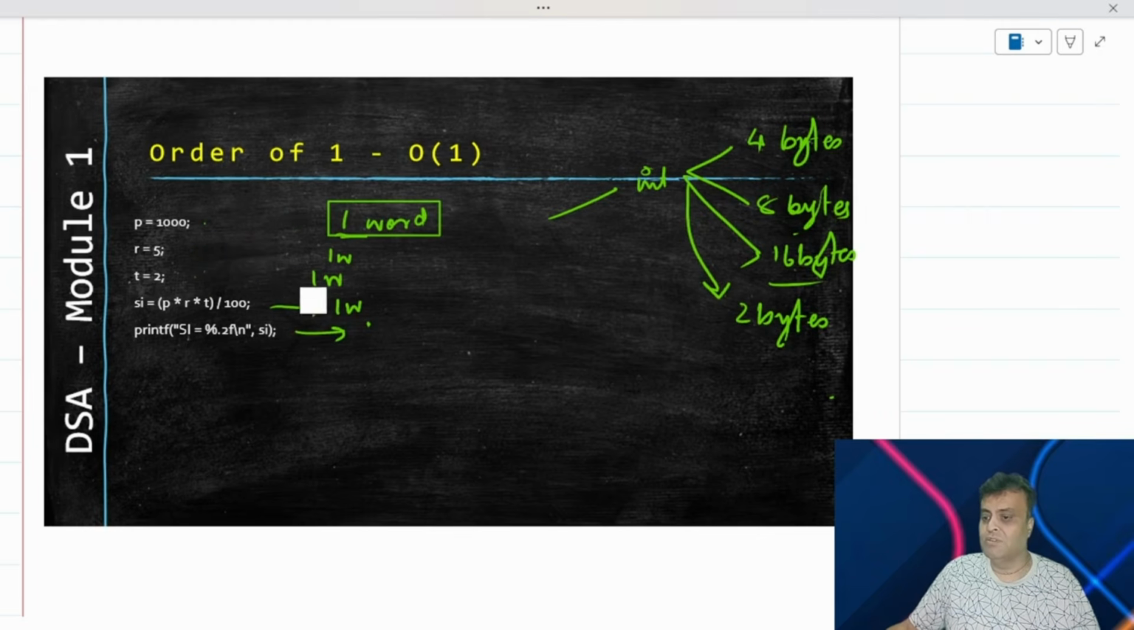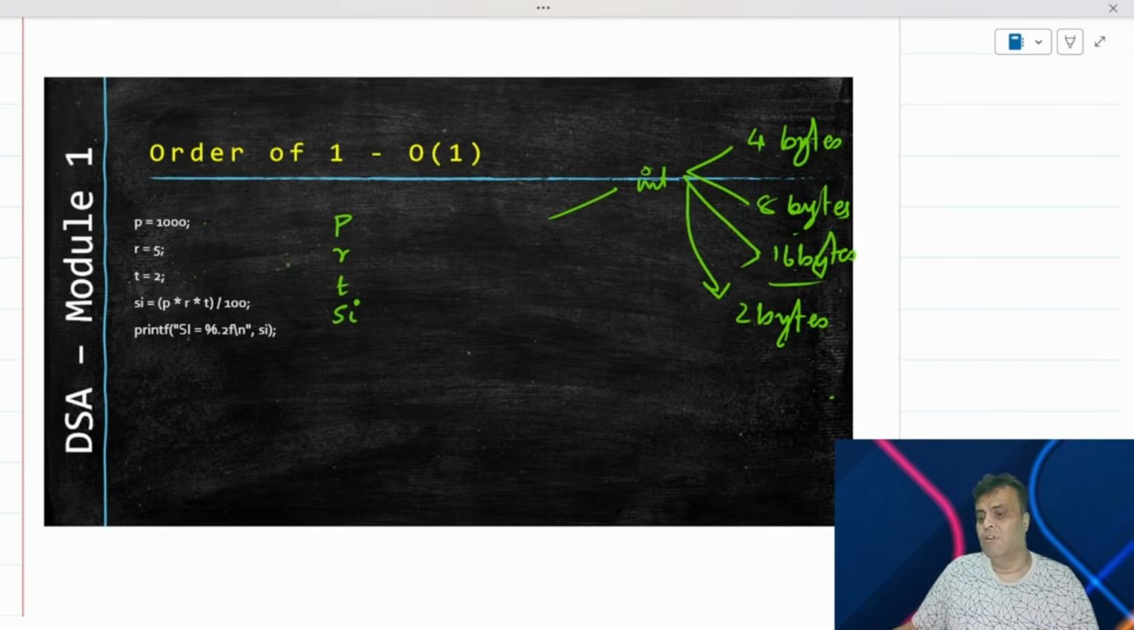In time complexities, we will take every statement and put a line and put the time taken. But for space complexity, what we will do is we will find out what are the variables. We will find out that we needed P variable, R variable, T variable and SI variable. These are the only 4 variables that we need for this particular program. So this will take 1 word, this will take 1 word, this will take 1 word, and this will also take 1 word. So this will be a total of 4 words of space that we need.